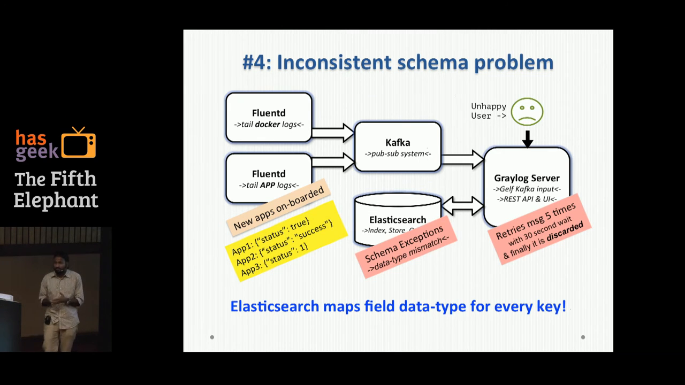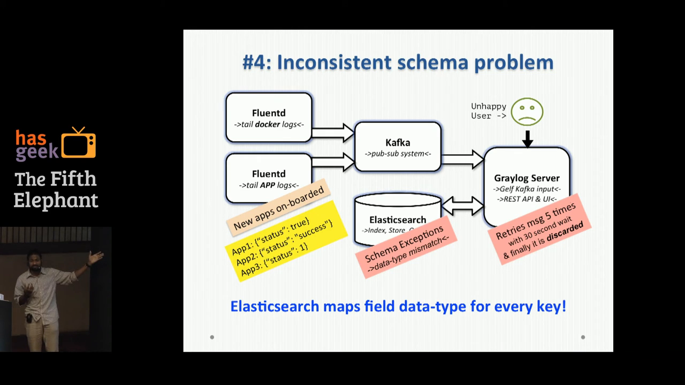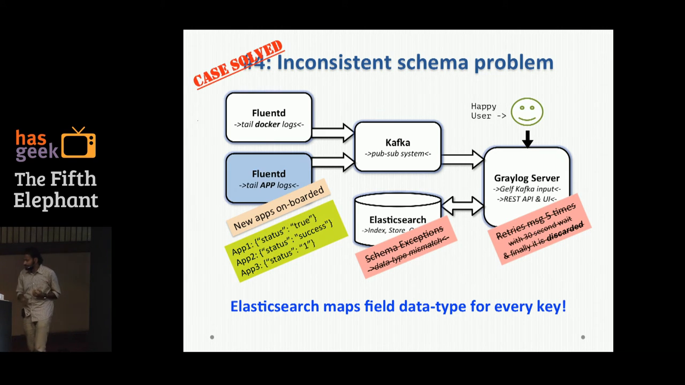Now what happened? Some of the applications may have similar keys, for example, status as success or true. It can also be an integer as 1. What happens is that this is sent to Kafka, Graylog, and finally it reaches Elasticsearch. The first time it comes, Elasticsearch maps the data type, associates a data type with this field. If the first message received is status equals true, it will map it as Boolean. The next message comes as success, it will throw an exception. That's what was happening.